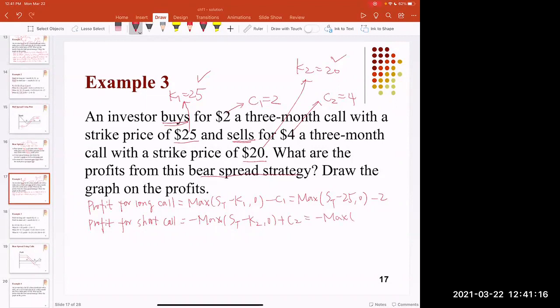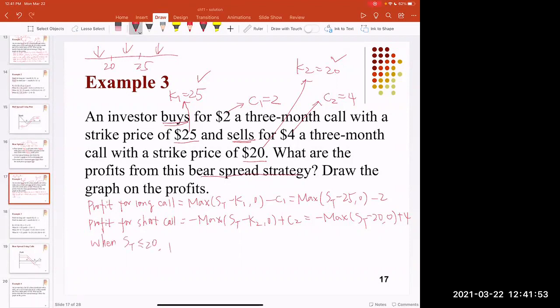Yeah, that's correct. For the short position, you take a negative maximum value between ST minus K2, which is 20, and 0, plus 4. Good. Once we figure that out, you can draw the timeline and see the strike prices, we have 20 and 25, right? So again, we have 3 cases. We're going to talk about the 3 cases, starting with when the stock price is less than or equal to 20.